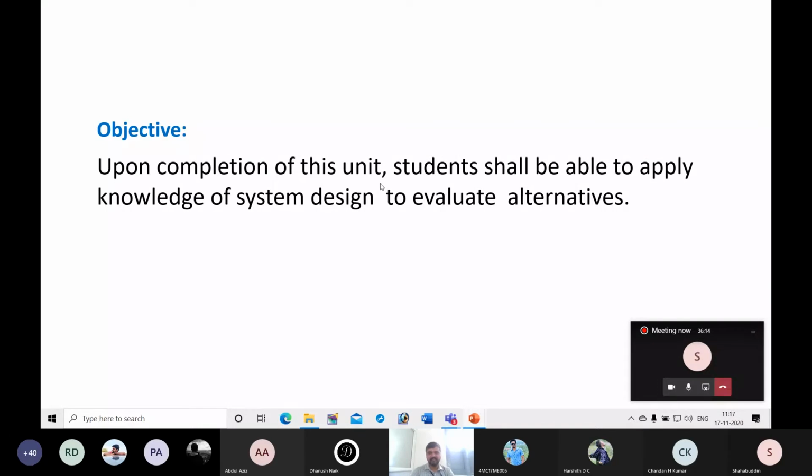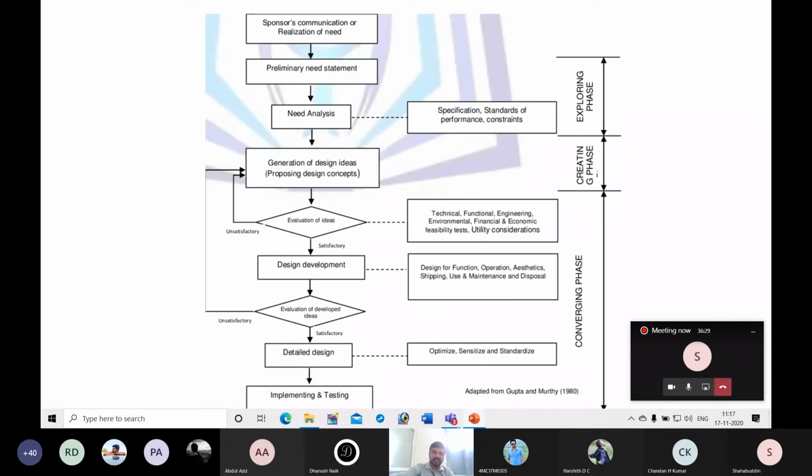After studying various topics in Unit 5, we must be able to evaluate alternatives in a rational manner. By following a scientific approach, you must be able to evaluate alternatives. That is the objective. This course is entirely about understanding the morphology of design.